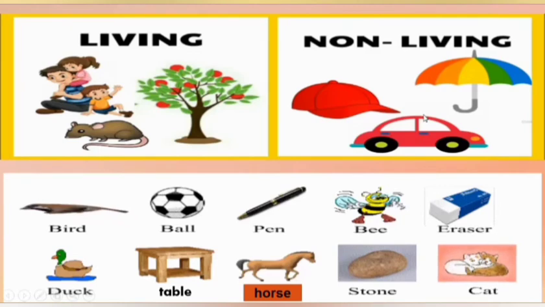Car, cap, umbrella, they cannot eat and they cannot grow. A car cannot grow, it cannot eat. So these are non-living things. And this is the picture which shows living and non-living things.